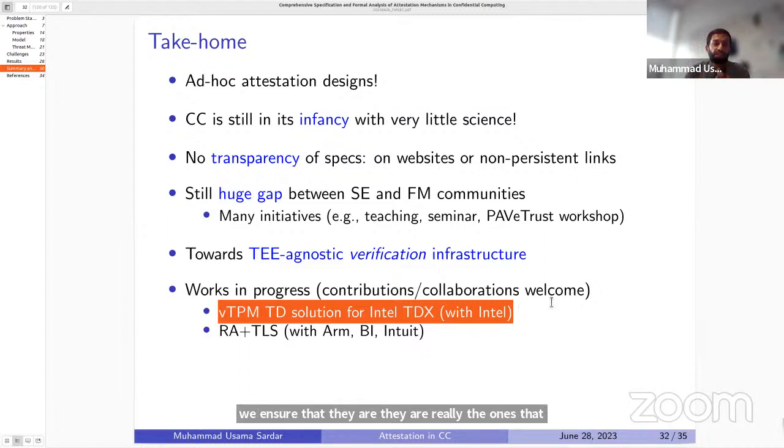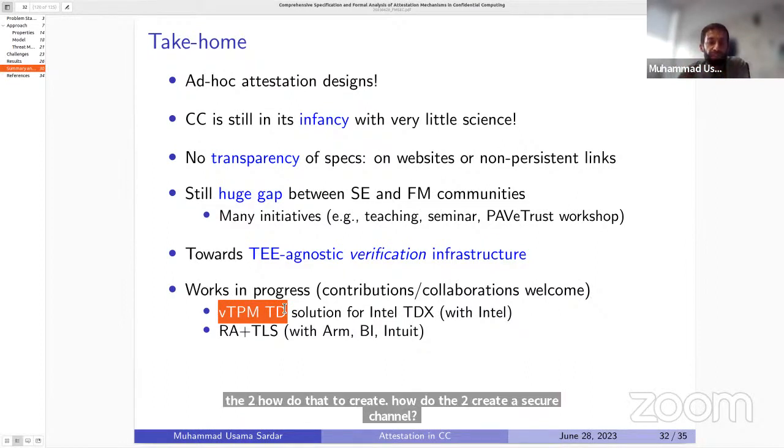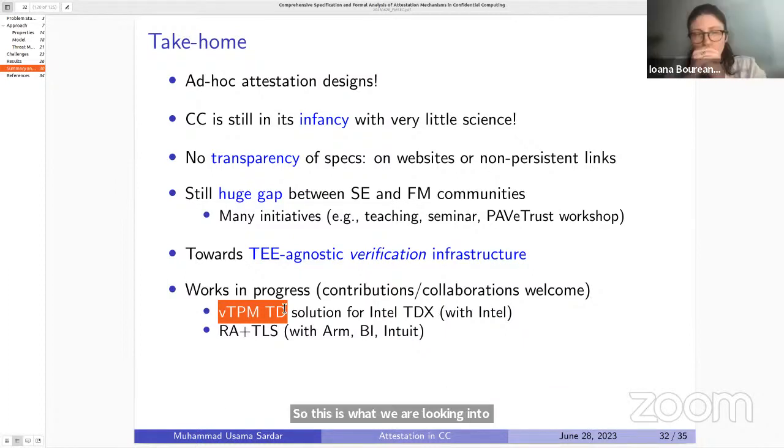So this is the solution that Intel has for virtual TPM integration within the TD. And how do the two create a secure channel? So this is what we are looking into currently in this follow-up.